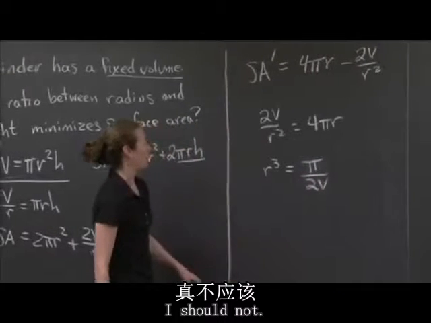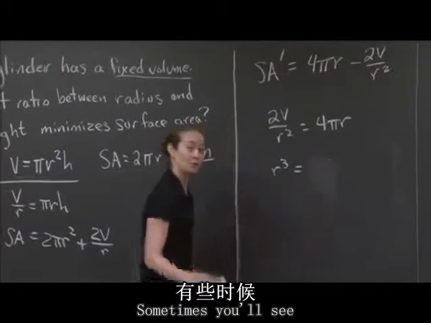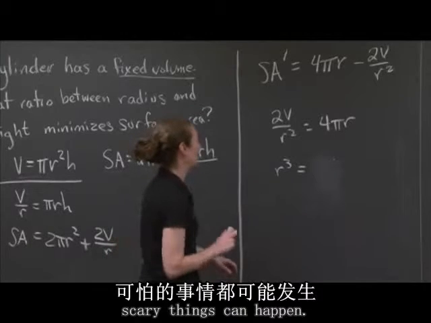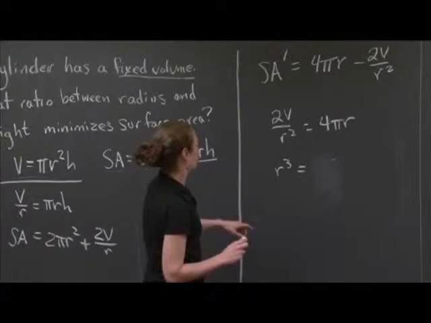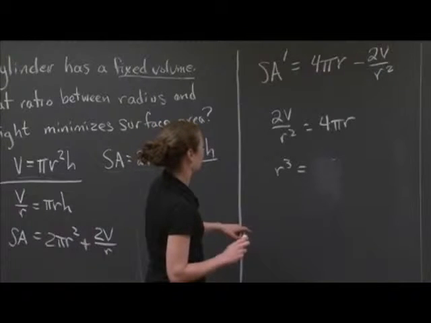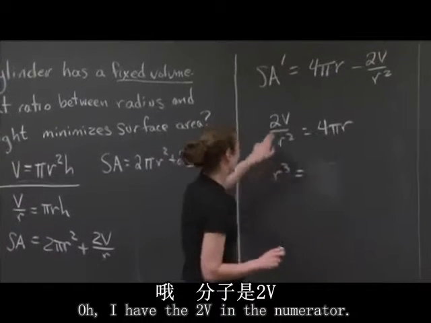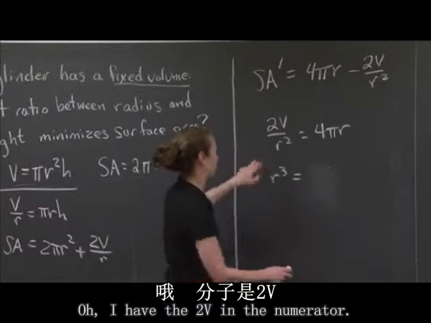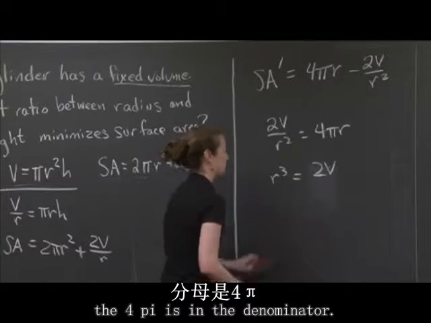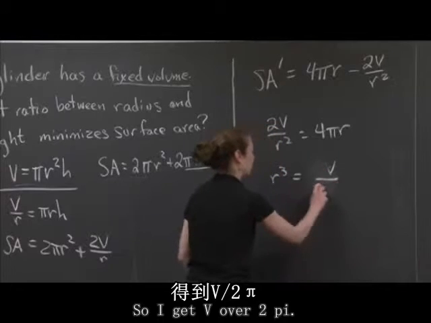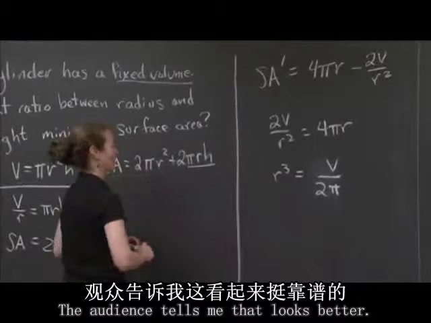I should not. I've been told from the audience I made a mistake. Sometimes you'll see when you're at the board and on video, scary things can happen. 2v, oh. Multiply through by r, I get r cubed. Oh, I have the 2v in the numerator. I apologize. The 2v's in the numerator, the 4 pi's in the denominator, so I get v over 2 pi. Does that look better, audience? The audience tells me that looks better.